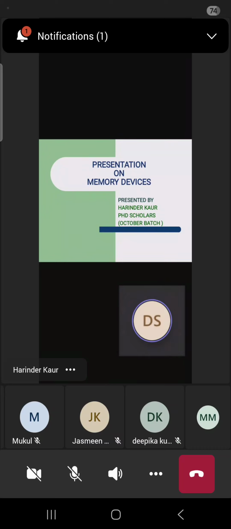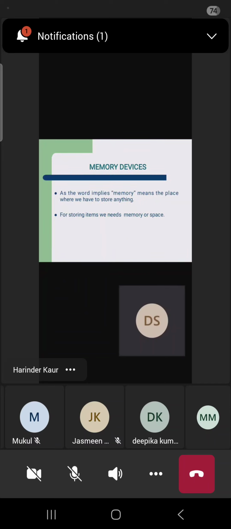Today I am going to present on memory devices. So first of all, what are memory devices? As the word implies, memory means the place where we store anything. So for storing any kind of items, we need memory or space in our computer. So those are the memory devices.